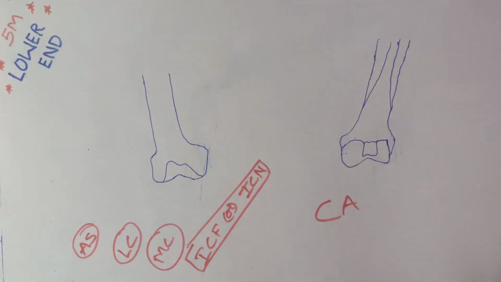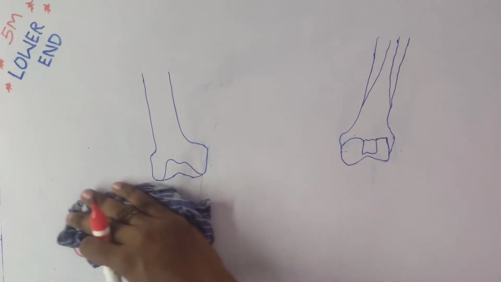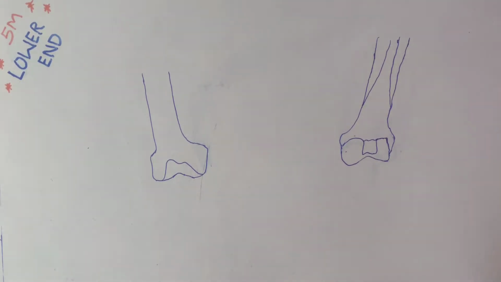Clinical anatomy is included in the upper end also. This concept is very important for 5 marks. It is a frequently asked question along with the upper end of femur.